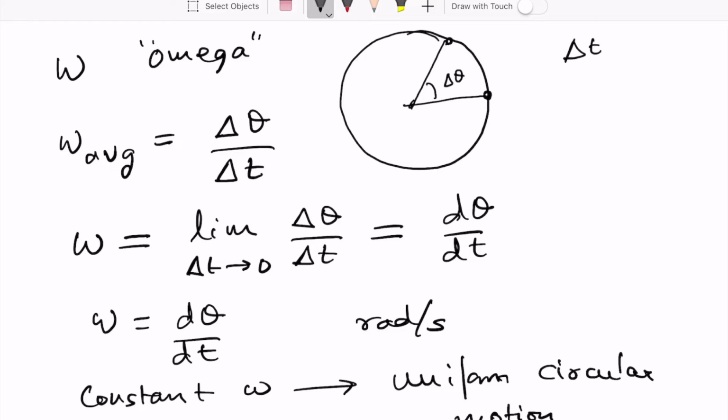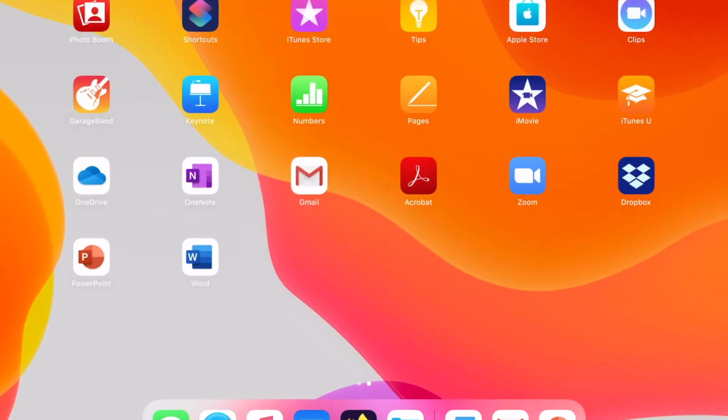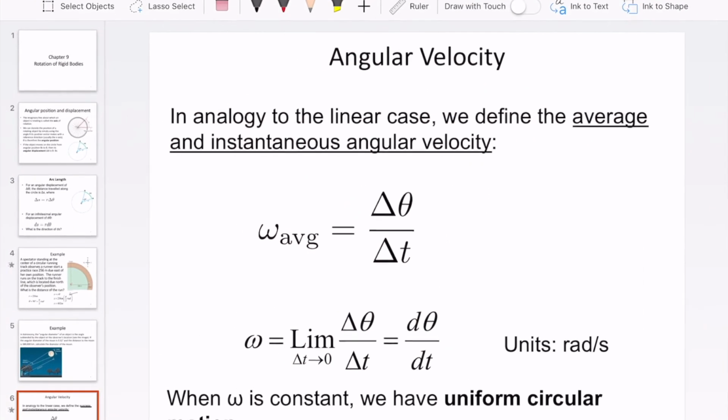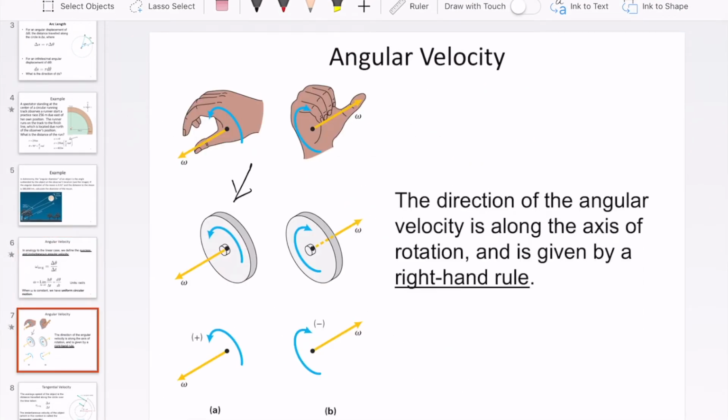All right. Now, you might be surprised to learn that omega is actually a vector. You might have thought that it's a scalar, but it's actually a vector and it has a direction. So what is the direction of omega? To find the direction of omega, you use the right-hand rule.